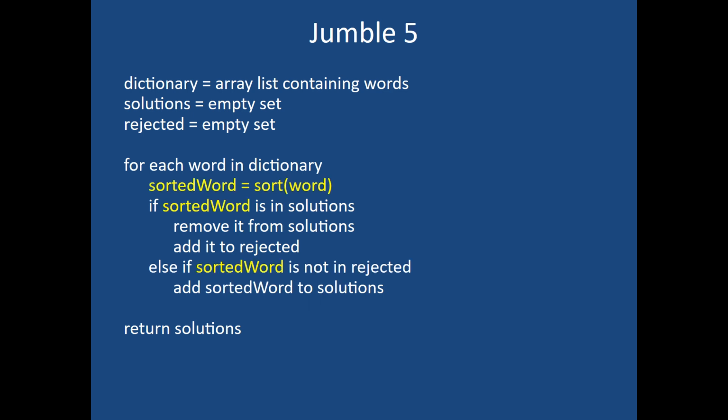So here's the deal. Jumble 5. We take a word from the dictionary, we sort it, and then we don't have to worry about permutations anymore. Then we just say, if that sorted word is in solutions, remove from solutions, add to rejected. Else, if that sorted word is not in rejected, you add it to solutions. Okay? So no permutations needed anymore because we sort the letters of the word first.